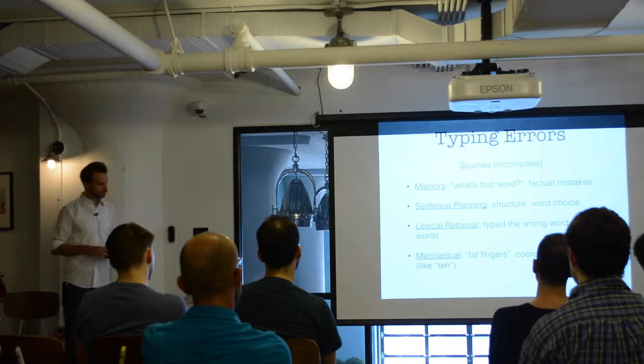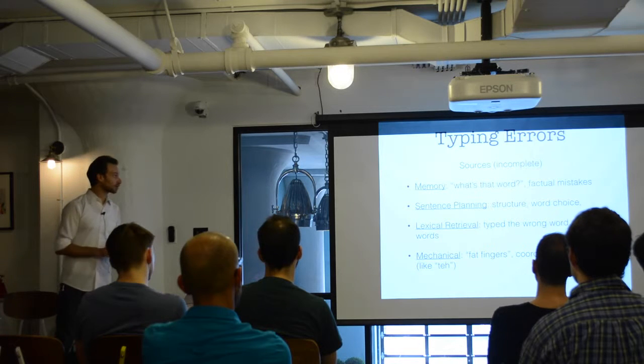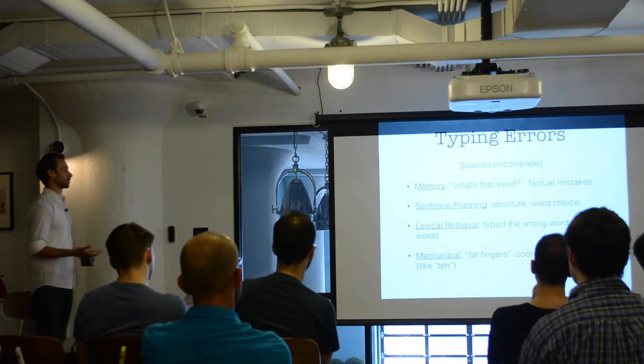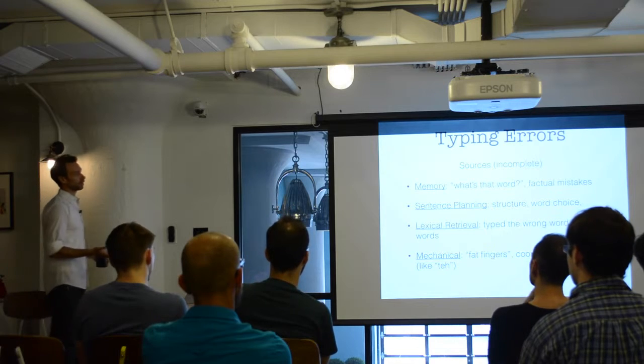Okay. So the third thing we looked at is typing errors. And some of the sources of typing errors are things like memory, right? What was that word again? I don't know. Factual mistakes. You type something, I'm going to be giving this talk on Thursday. Just kidding, it's Friday, right?